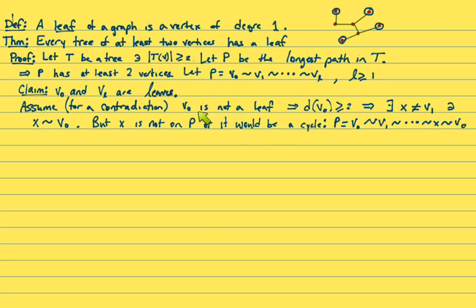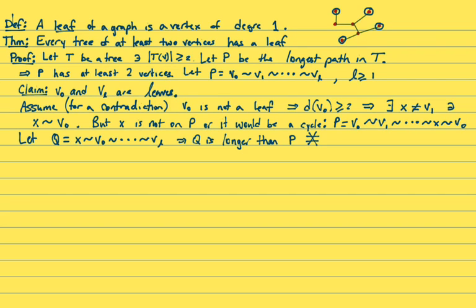So if you assume V naught is not a leaf, something else besides V1 is adjacent to V naught, but that thing is not on the path P. So I'm going to make a new path, call it Q, and stick X at the very beginning, X before V naught. So let Q, because X is now adjacent to V naught, put it at the beginning, and that goes all the way from V naught to VL. The problem is Q is now longer than P, but I assumed P was the longest one, so that's a contradiction.